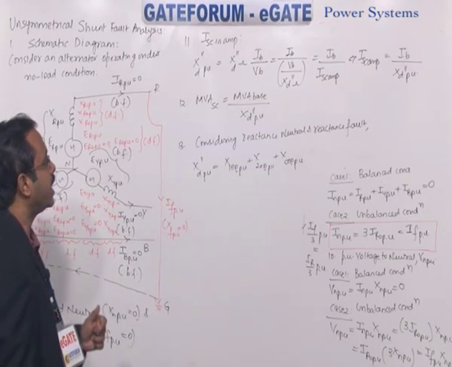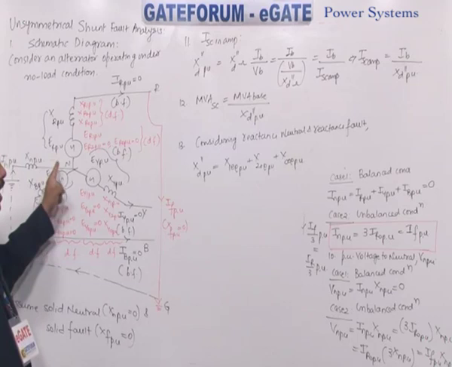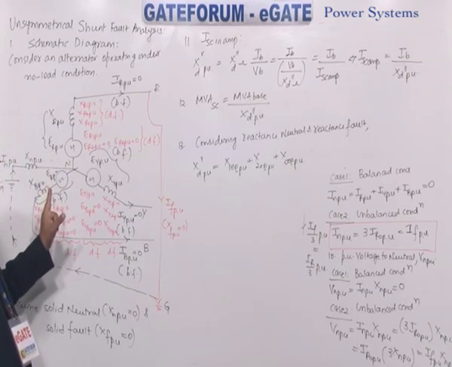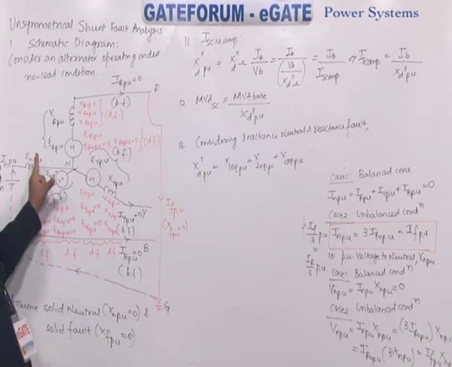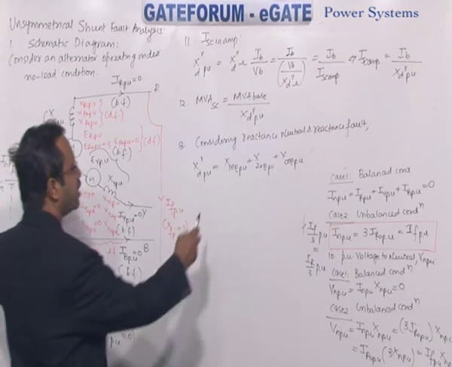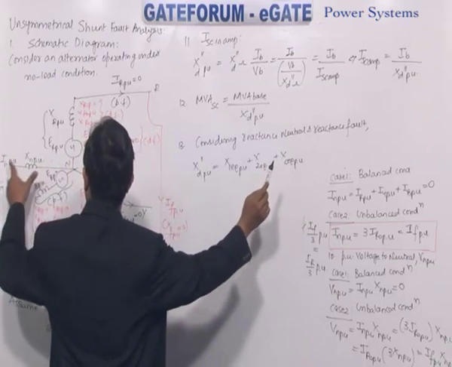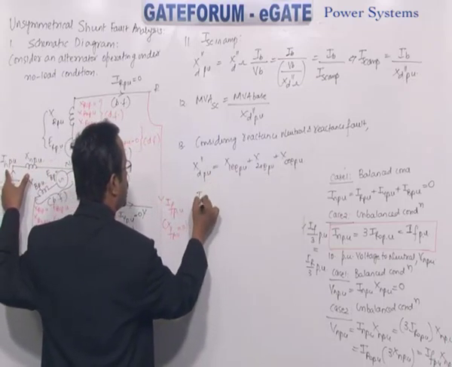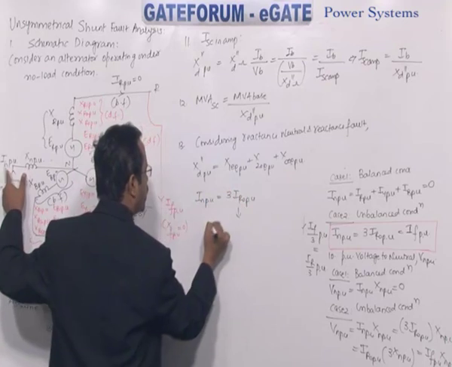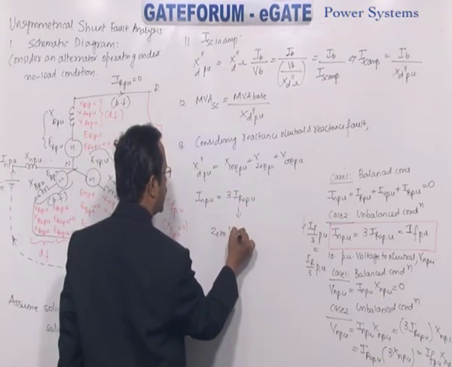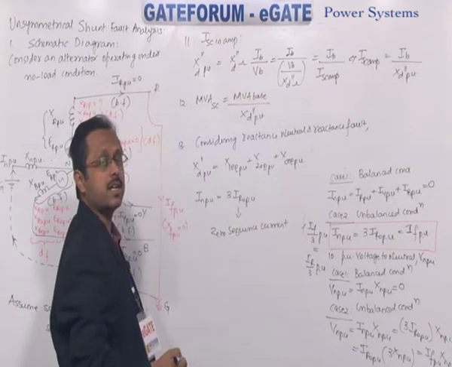Considering the reactance neutral, what is the current flowing from ground to neutral? It is IN, that is 3 IR0. From ground to neutral, the current flowing is IN per unit, and this IN per unit is 3 IR0 per unit. So which current is flowing here? The zero sequence current is flowing.